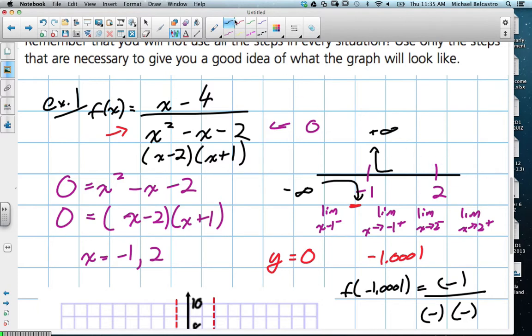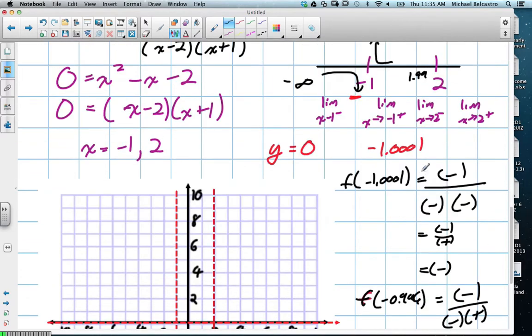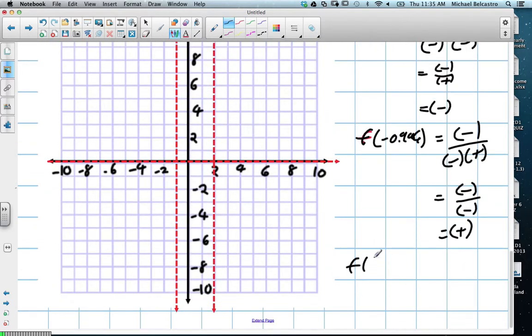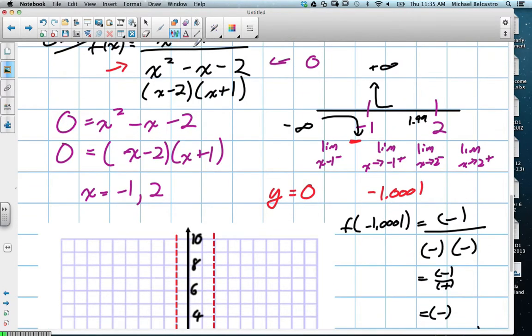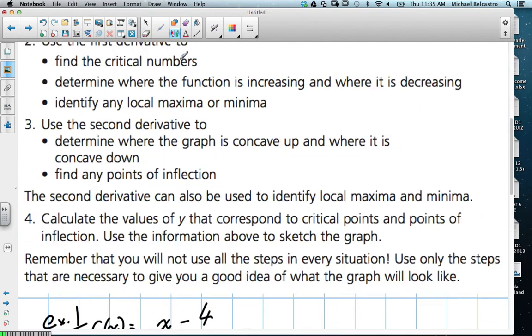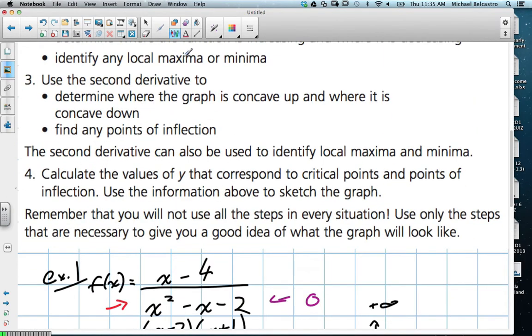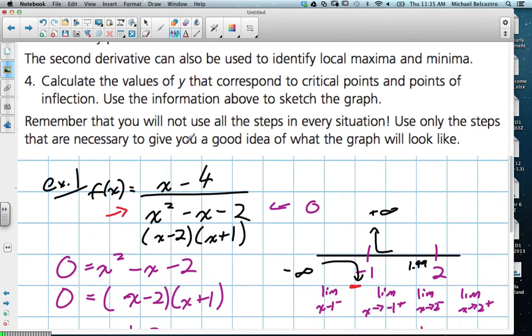Same idea with our value of 2. Take a value of 1.999 and plug it in. So f at 1.999 is equal to, I'm going to try this again by just looking at it. It's not as accurate as you think. This takes a lot of practice.